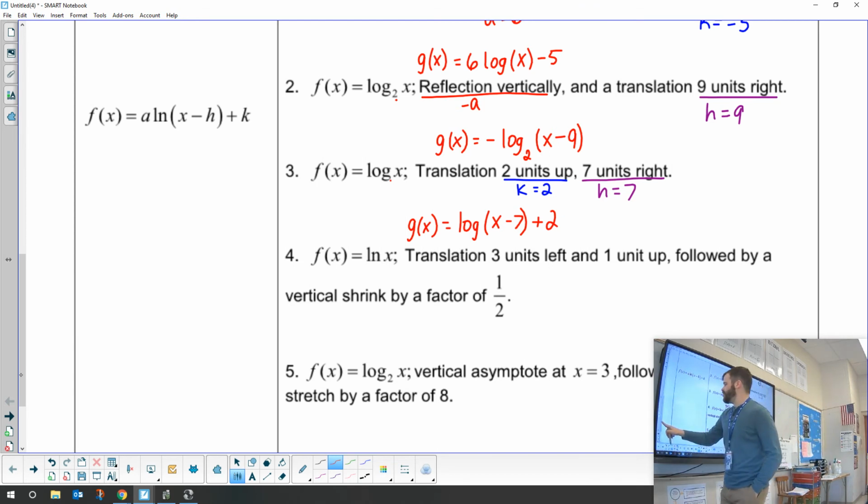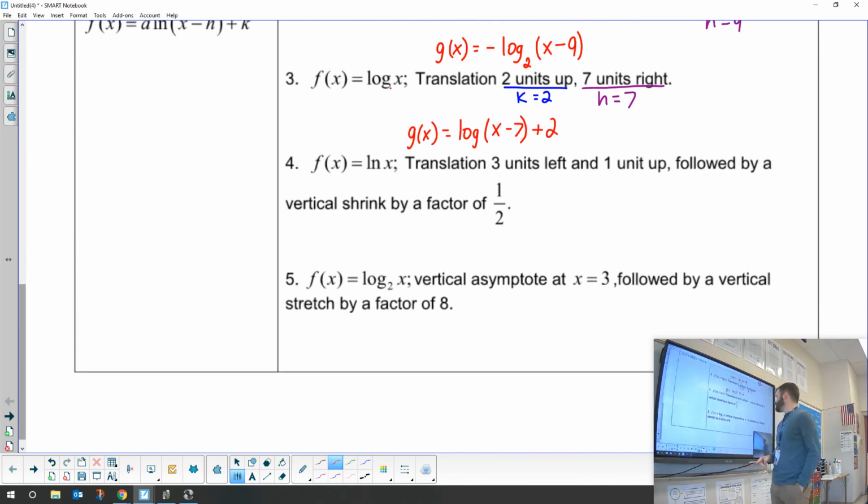All right, last couple here, number 4. We're going to translate this 3 units to the left and 1 unit up, followed by a vertical shrink by a factor of 2. So let's start with the 3 units left. So 3 units left tells me that my H is going to be -3. Okay? So we're going to have an H of -3 and 1 unit up. So 1 unit up, that is my K, so K equals 1, followed by a vertical shrink.